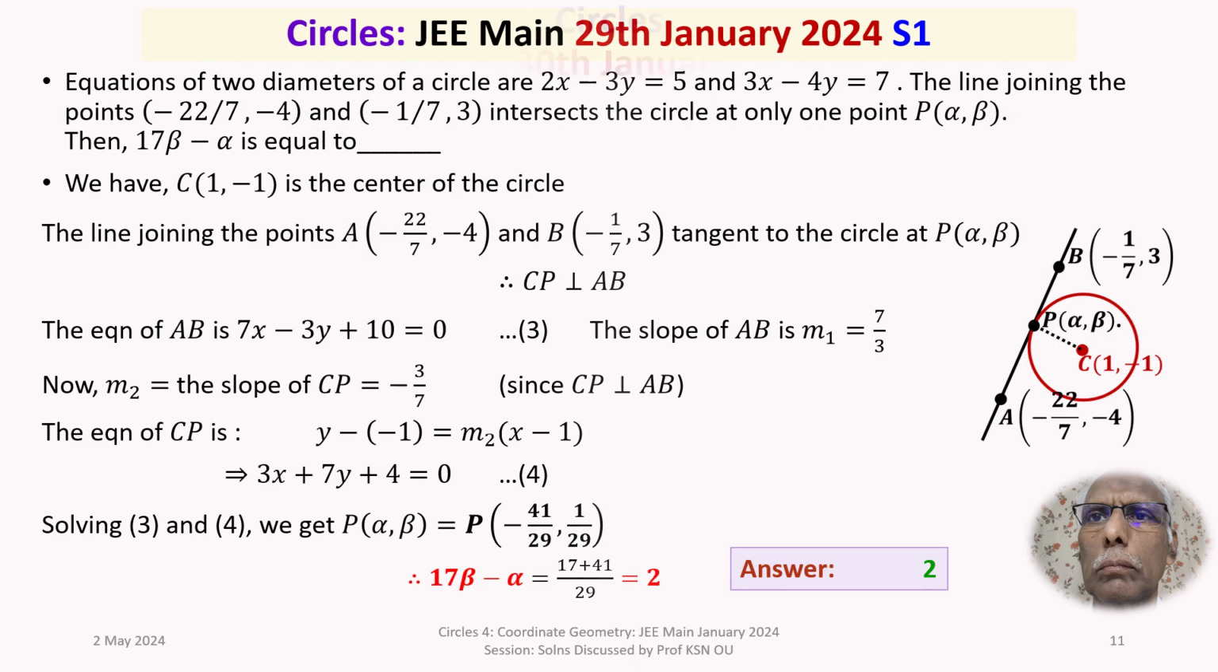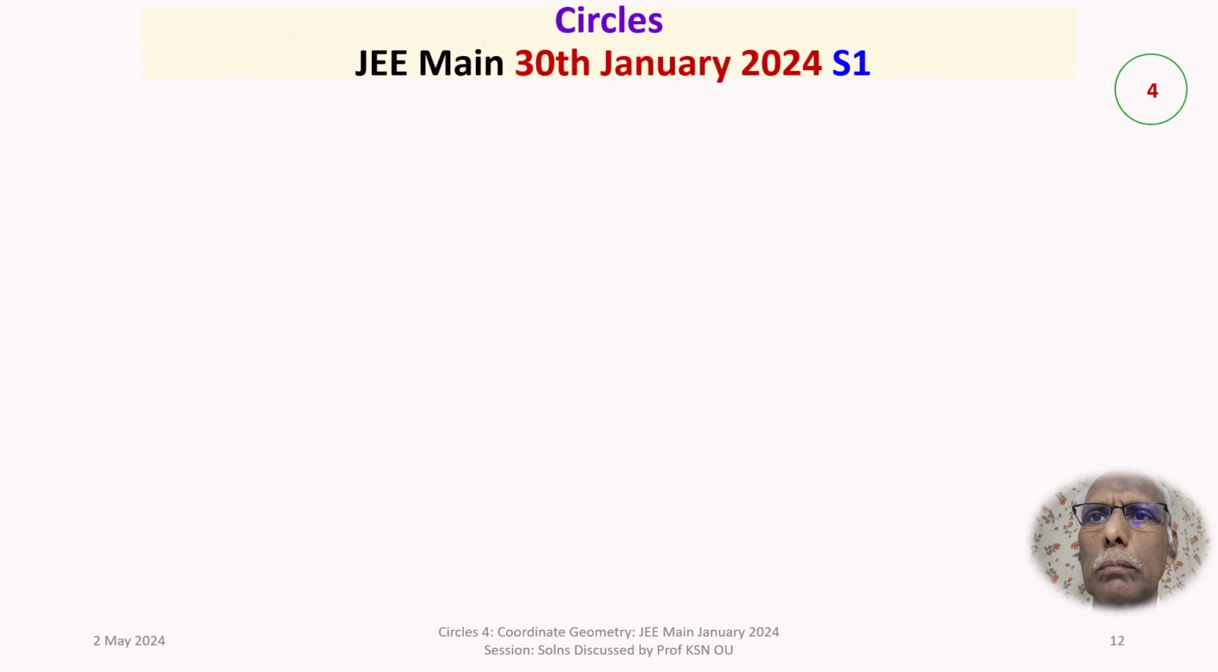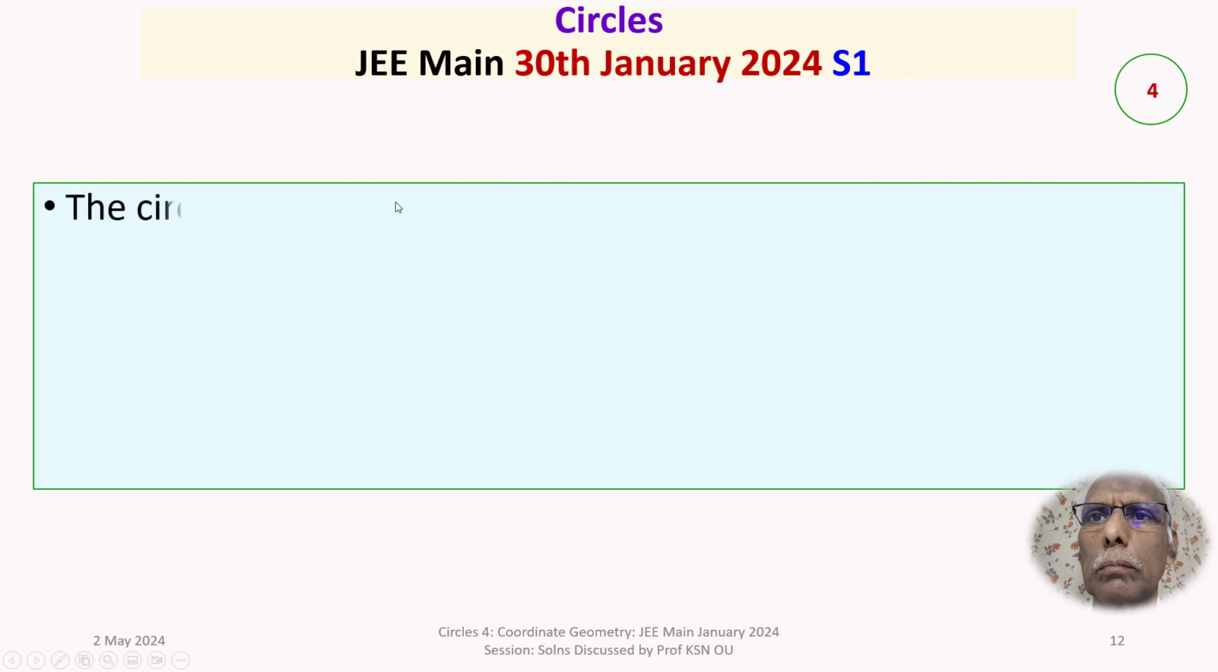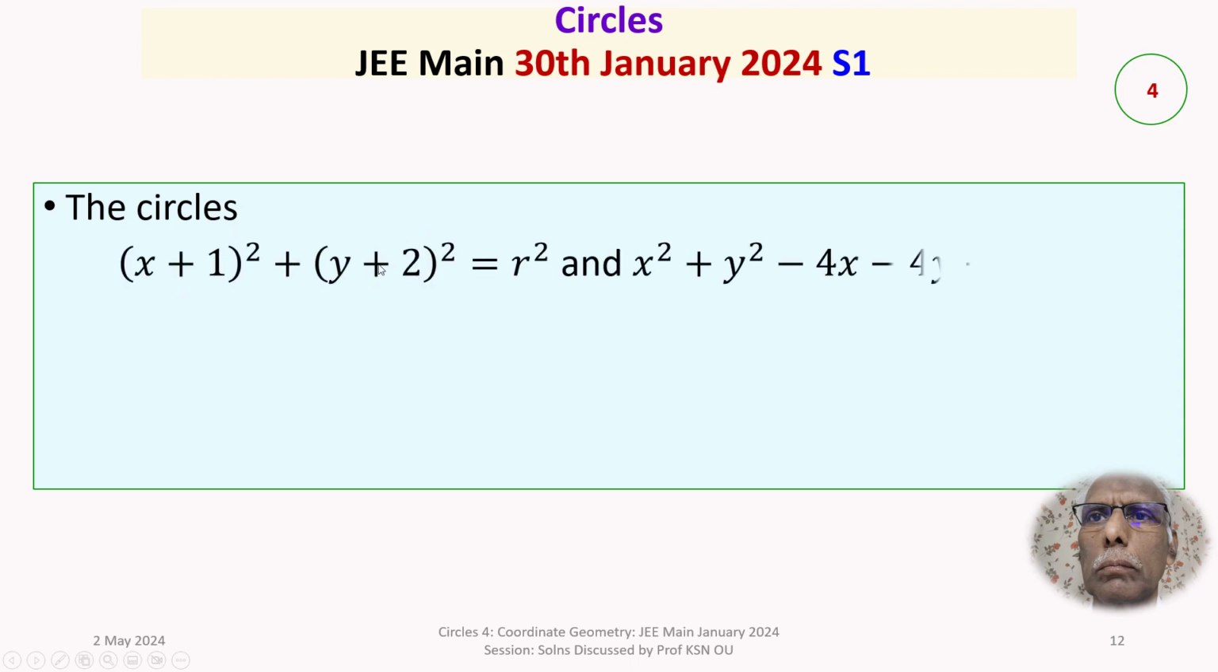Now, let's move to the next question, and this is the last question in this video. This question has appeared in the JEE Main exam held on 30th January 2024 in the first shift. The circles (x+1)² + (y+2)² = r² and x² + y² − 4x − 4y + 4 = 0.